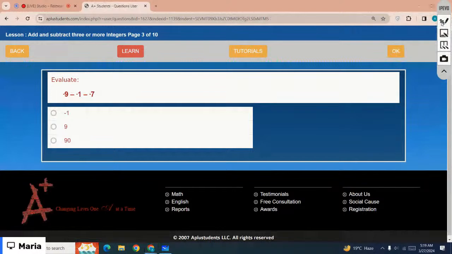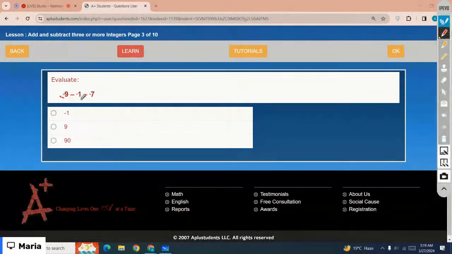Okay, the next one is negative 9 minus negative 1 minus negative 7. So start with the first two numbers, negative 9 minus negative 1, right? Subtracting a negative number is the same as adding. It is negative 9 plus 1, right? Now 9 is a greater number with a greater magnitude, so the answer must be negative. Negative 9 plus 1 is negative 8.